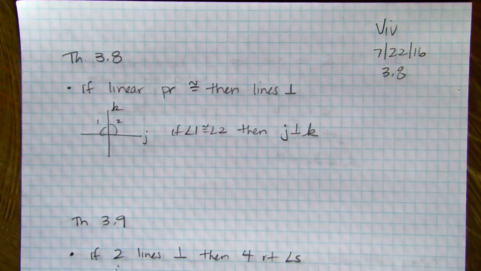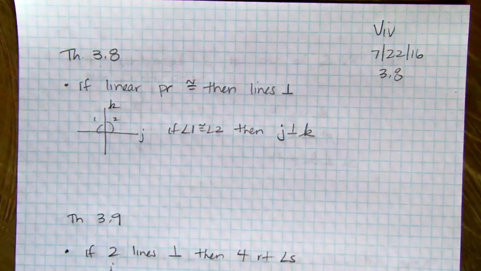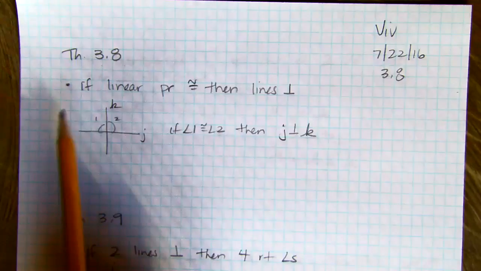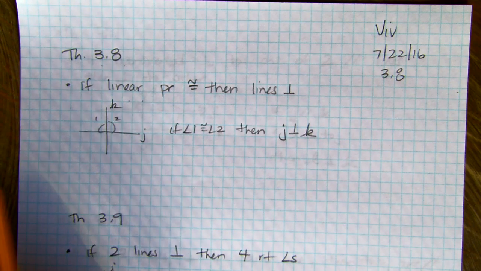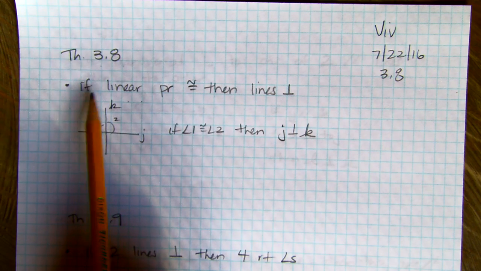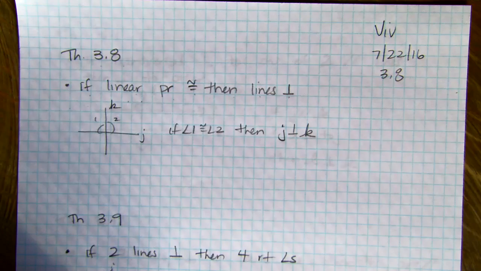Now that's what the answer sheet is going to say, and I find that personally annoying because what does Theorem 3.8 say? It's nothing. And in another book it might be Theorem 2.7. So you really need to write it out, but I'm going to let you abbreviate as much as you want. And what Theorem 3.8 says, look, if I have a linear pair that's congruent, then the lines must be perpendicular.